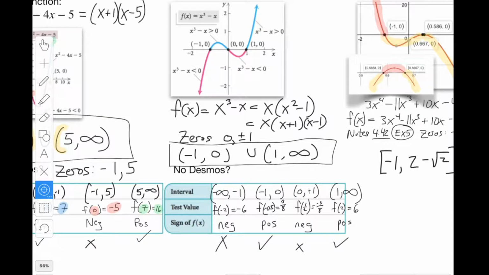So the answer is going to be anytime you have, in this case, the positive test points. So the positive test point here, negative 1 to 0, and 1 to infinity here. That's whenever the inequality is going to be greater than 0.